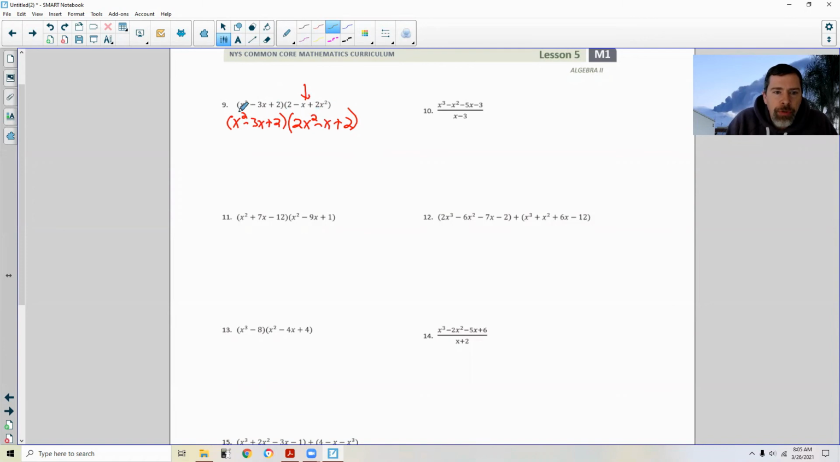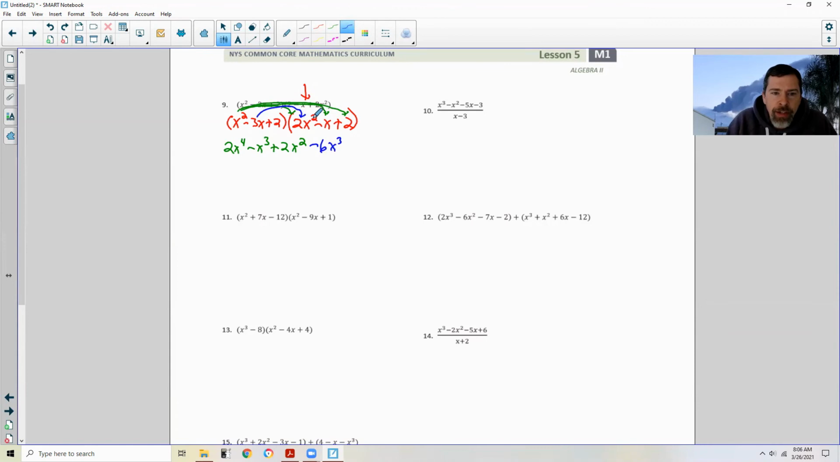Now I'm going to distribute. This is going to be 3 distributions. So x squared times 2x squared is 2x to the 4th. X squared times a negative x is negative x cubed. And x squared times 2 is 2x squared. Let me change to blue for the next one, the middle term. Watch your signs. Negative times a positive, negative. 3 times 2, 6. X times x squared, x cubed.